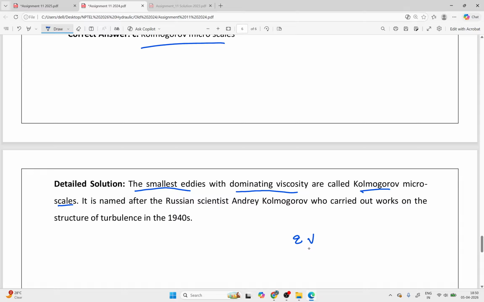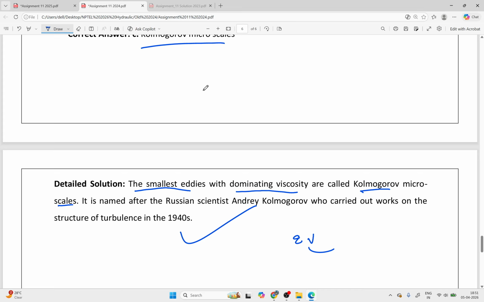These are very small, and the concept is named after Kolmogorov, the Russian scientist who carried out work on the structure of turbulence in the 1940s. In respect of this study, such eddies are known as the Kolmogorov microscale. So that's all about your 2024.